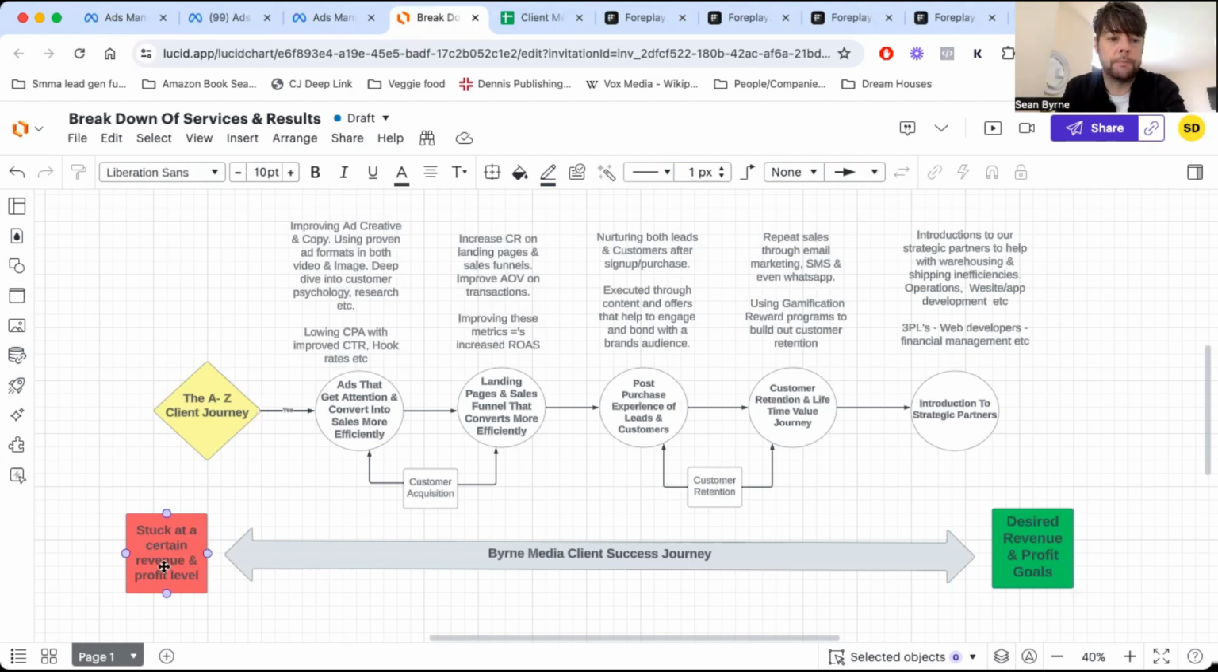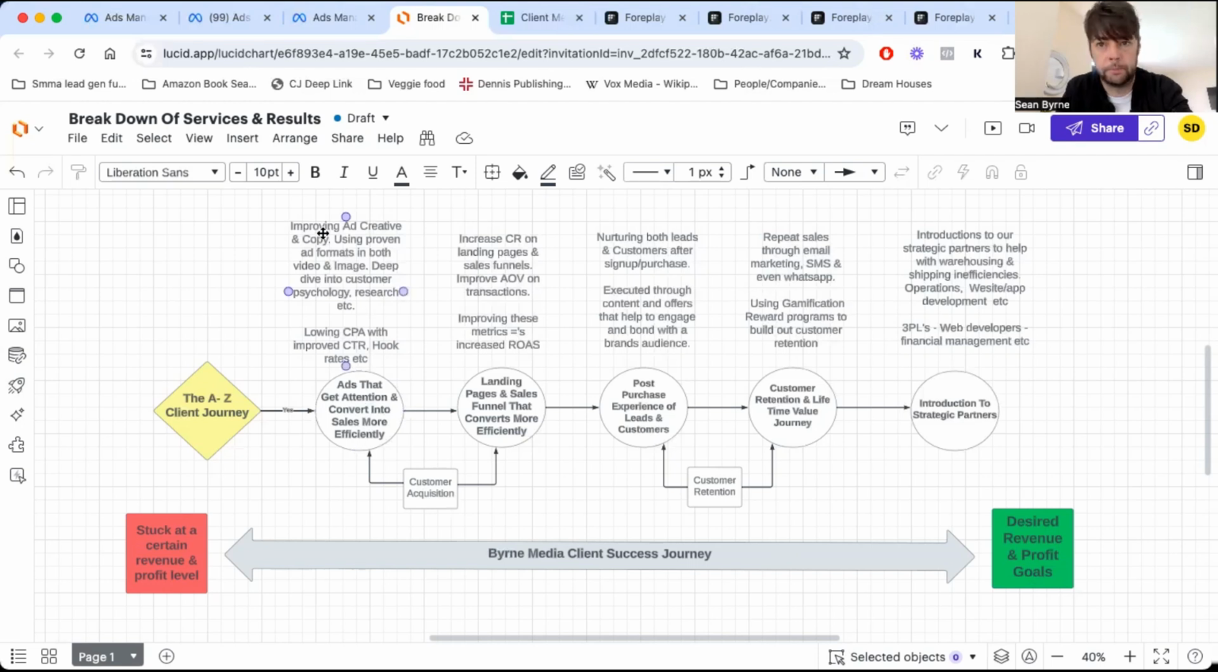So the A to Z journey: you come to us or we come to you or we get a conversation going, and you're stuck at a certain revenue level and you can't seem to get past that, and you may not have the talent at hand or the systems in place. So this is what we do. We can take you from where you're stuck to a desired goal, obviously depending on various metrics, like your performance, the type of investment you want to put into the advertising, and the ambitions that you have. Essentially, whether you're running ads or not, it's all about the ads and getting attention and converting those ads into sales more efficiently.